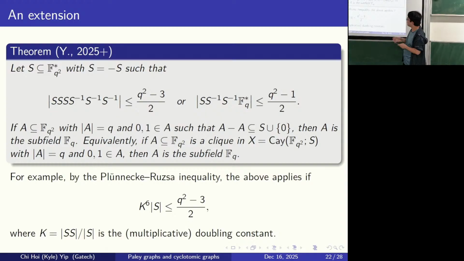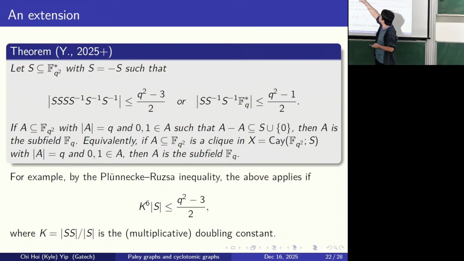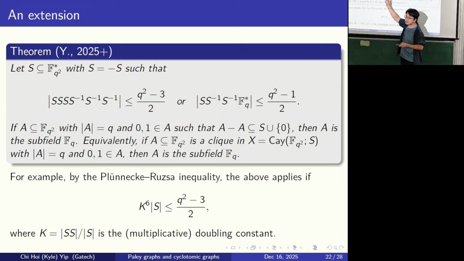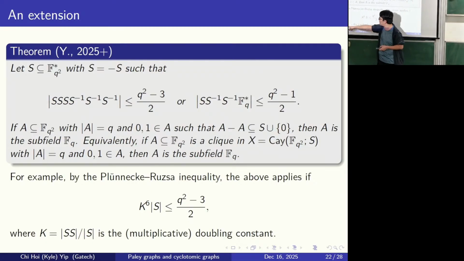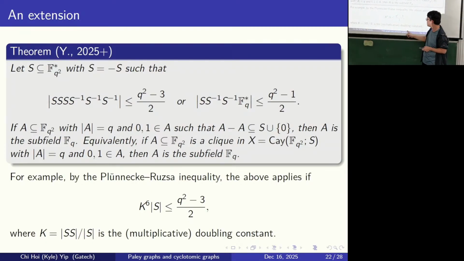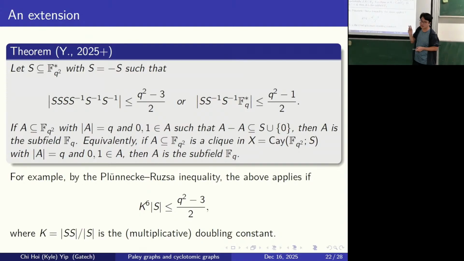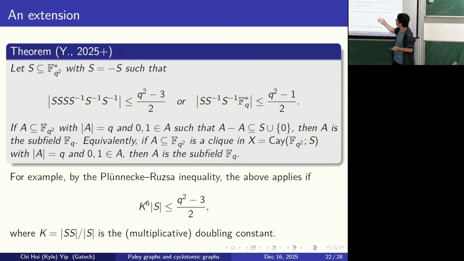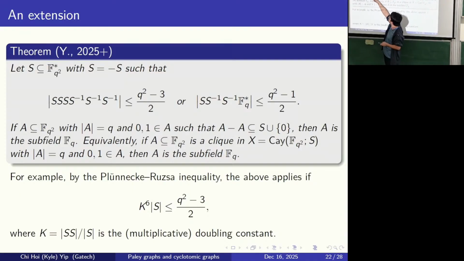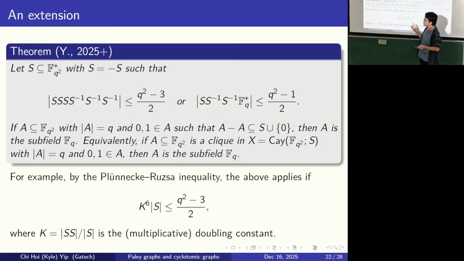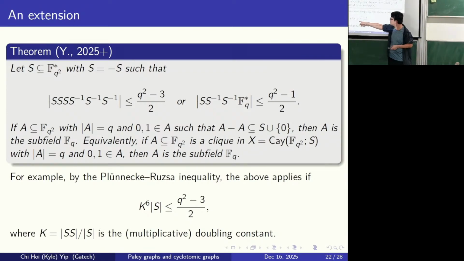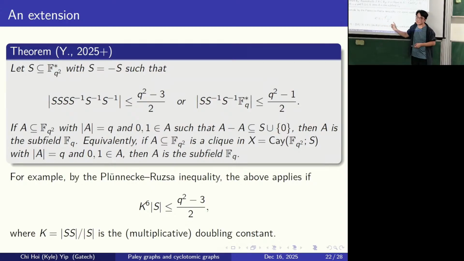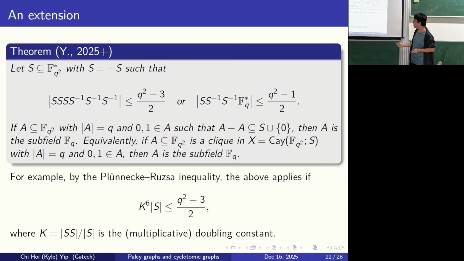And I just want to remind you that this kind of condition is not unnatural, because suppose we have a set S with small doubling constant, say K is the doubling constant. Then I can apply Plünnecke-Ruzsa to say that S inverse has size at most K to the power 6 times S. So if K is small, for example, K is at most 2, and S is not too large, then this condition is actually quite easy to satisfy.